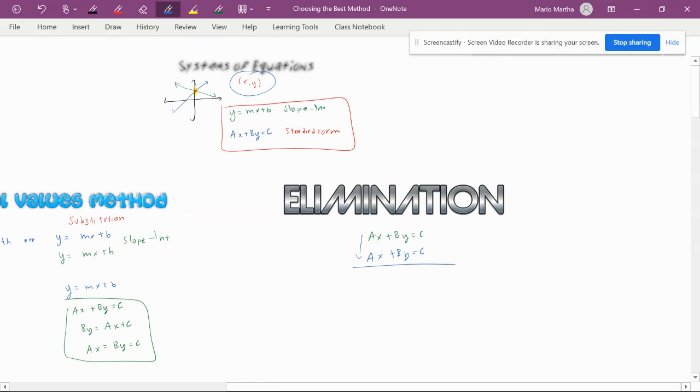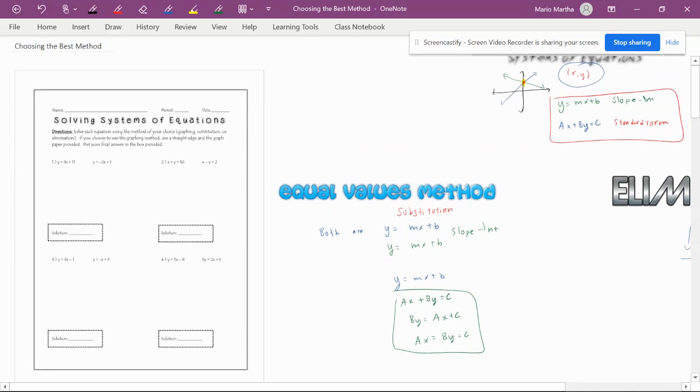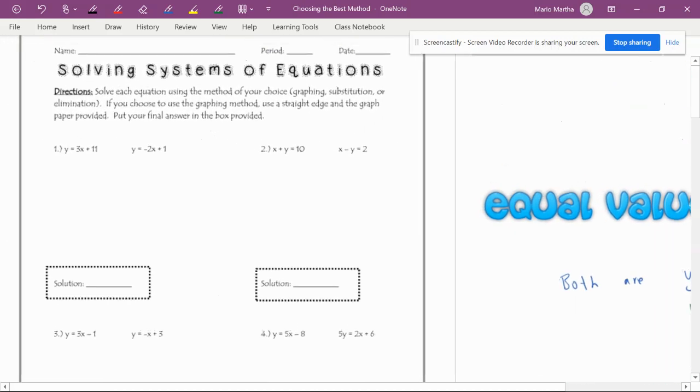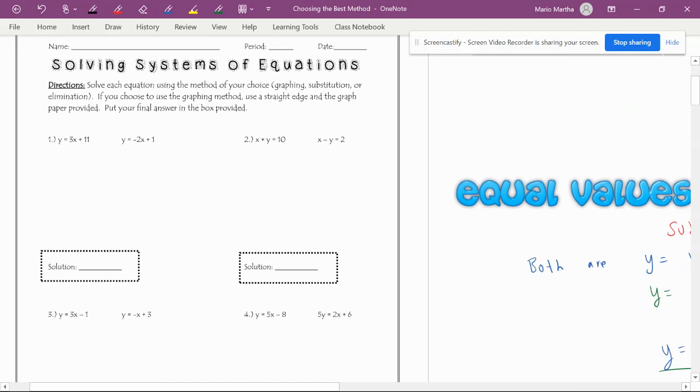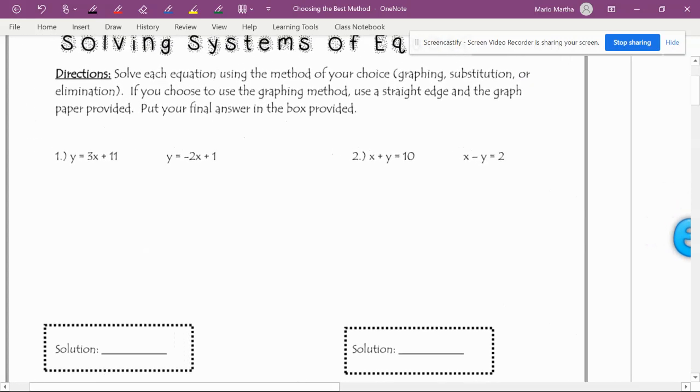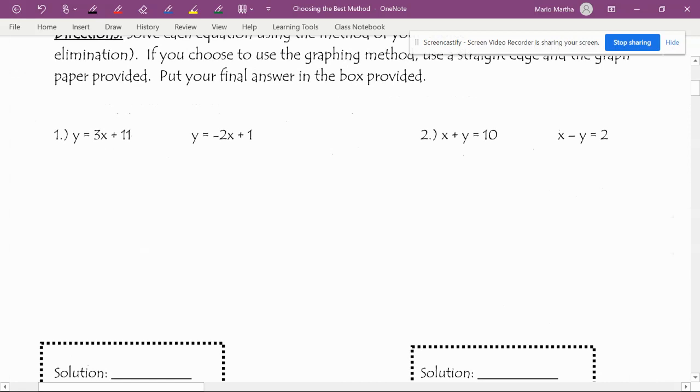Again, I'm going to go over a couple of examples right now to see which is the best method, to identify whether to use the equal values, the substitution method, or the elimination method, so that we can move forward from there. Let's look at example one right here. The first thing I want to look for is, in which form is it? So which form is it?